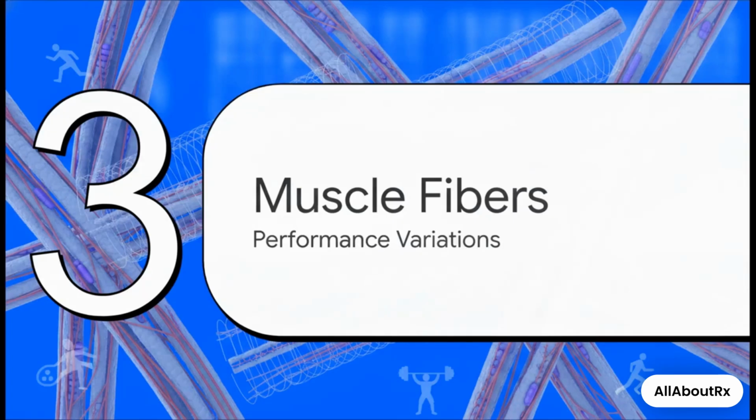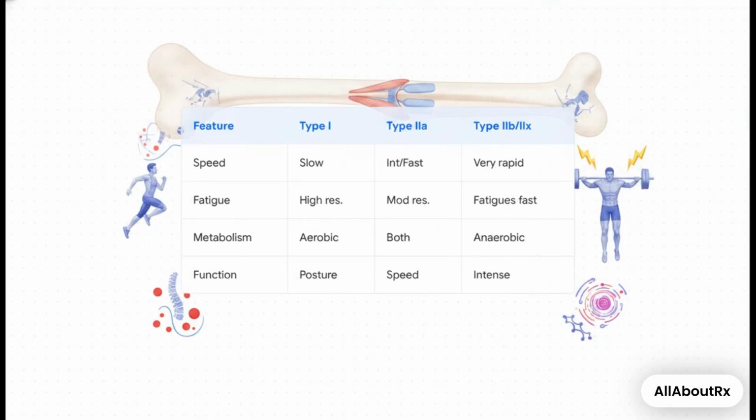Part 3. Types of muscle fibers, performance variations. So this microscopic setup actually dictates our real-world physical performance. Skeletal muscle fibers are classified by their speed, metabolic profile, and fatigue resistance. You've got Type I, slow oxidative fibers, great for endurance and posture. Then Type IIa, intermediate fibers. And finally, Type IIb or IX, fast glycolytic fibers. These burn out fast, sure, but they are uniquely tailored for rapid, super powerful short-duration movements like heavyweight lifting.